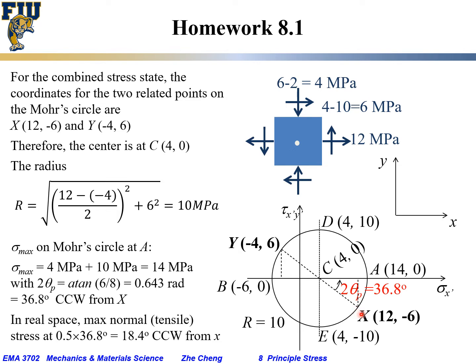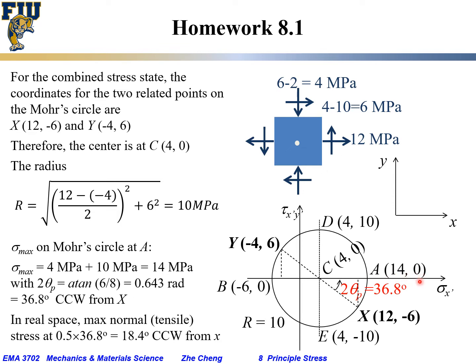Okay, 10 megapascal. So to determine the principal stress, the location would be at center plus radius. It would be 4 megapascal plus a radius, which is 10. The total would be 14 megapascal. That will be the coordinate for point A, the maximum normal stress, 14 comma 0.